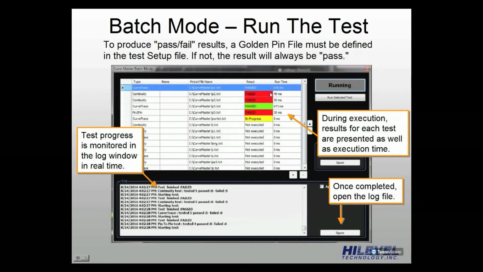When you start the test, you will see the progress. You see the tests already executed, the test currently being executed, results for those tests, and the runtime for each individual test. This information is displayed next to each test as they are running, and is also shown in the log window. Once the test is done, you click Open to view the results, and browse the log file to see details about each individual pin in every test.